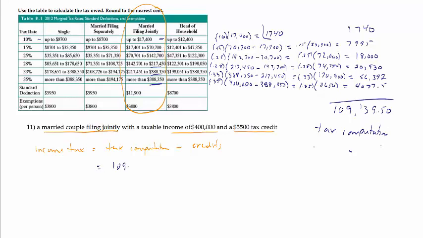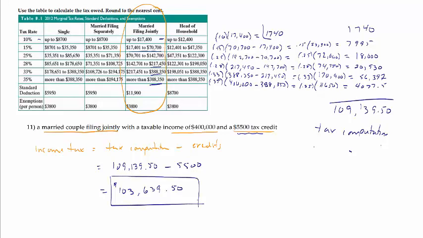Okay, so my income tax is going to be my tax computation. So it's the $109,139.50, and then minus my credits. And remember, we were given a tax credit of $5,500. And so this turns out to be $103,639.50. That is my income tax.